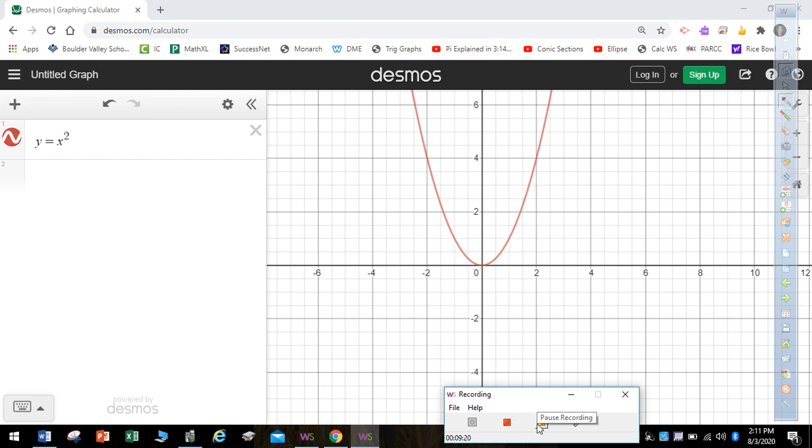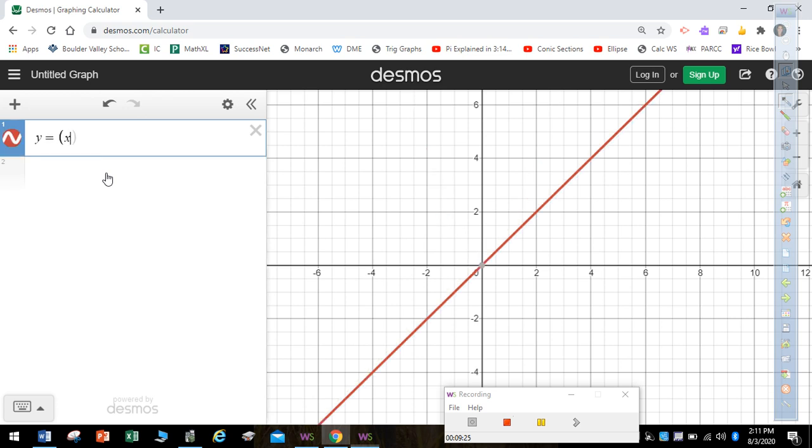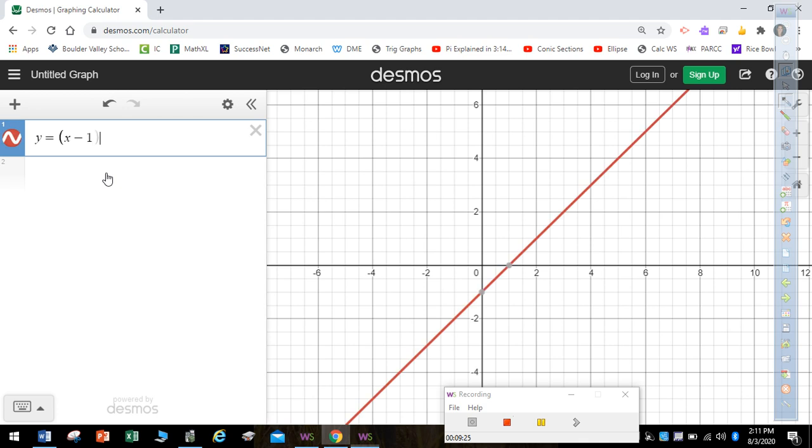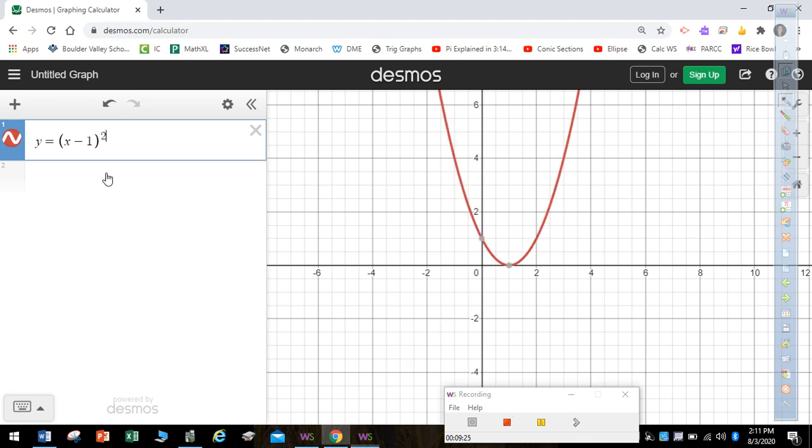Okay, so I'm going to start by showing you the parabola again. So here's the original y equals x squared. To show a horizontal translation, this time I'm going to get rid of that squared. I'm going to form a parenthesis, and start by subtracting 1 from x inside the parenthesis, and then reinsert the squared on the outside of the parenthesis. If you look at this new graph compared to the original, you should see that it has moved to the right 1 space.